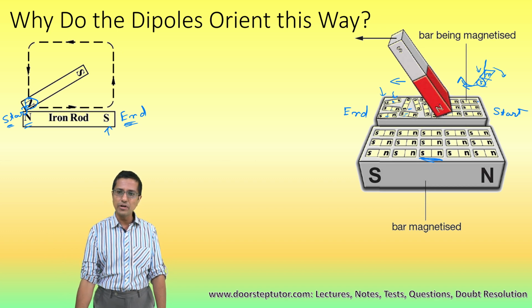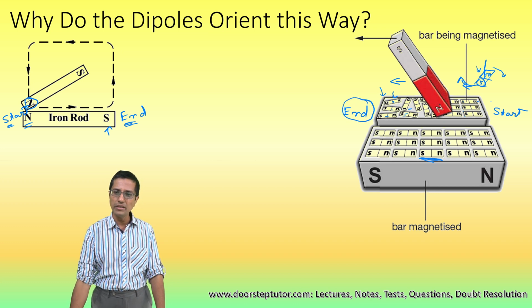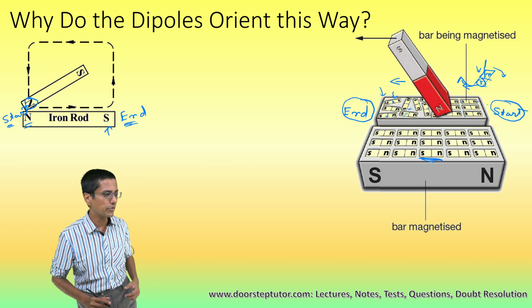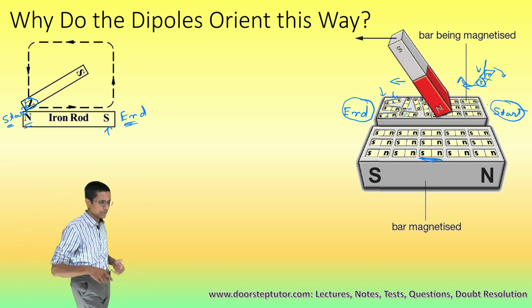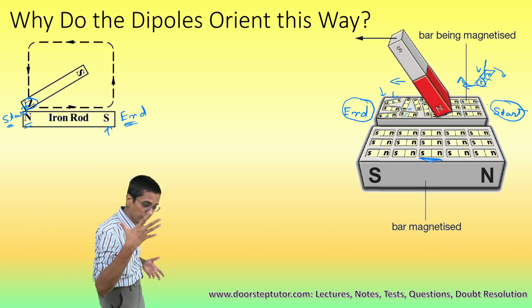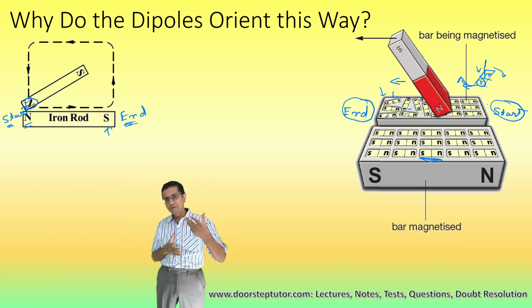So in the end, all the south poles end up pointing towards the end of our rubbing, and all the north poles end up pointing towards the start of our rubbing, and that is why the iron bar becomes magnetized the way it does as we rub with the magnet.